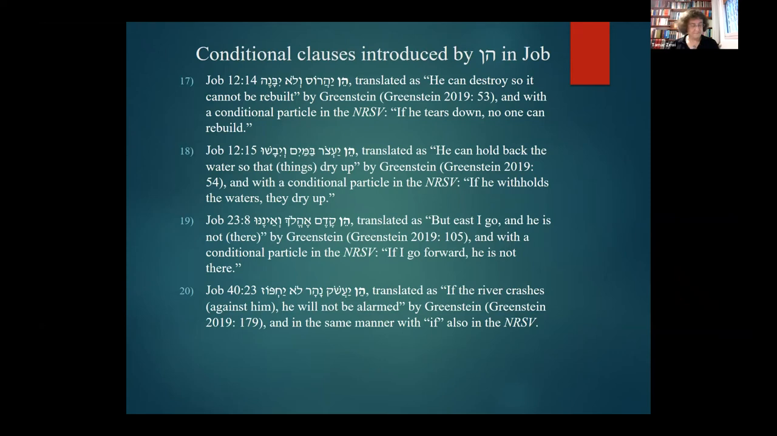And 20, Job 40:23, hen yashok nahar lo yachpoz, translated as "if the river crashes against him, he will not be alarmed" by Greenstein, and in the same manner with "if" also in the NRSV.